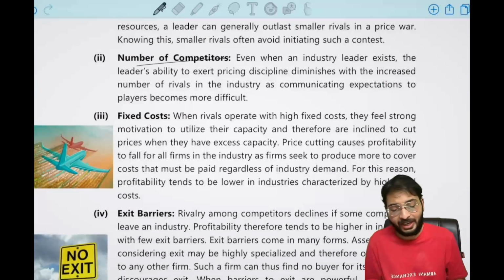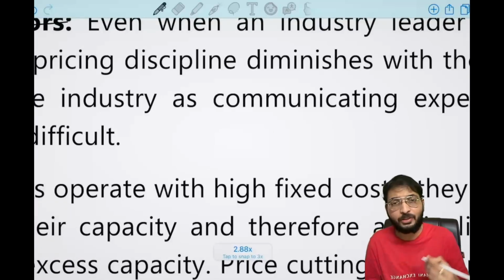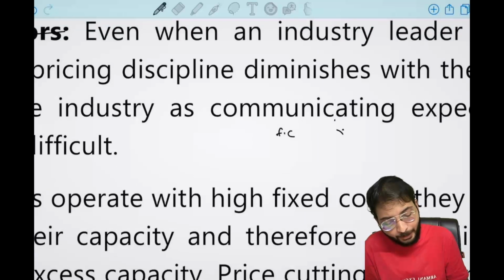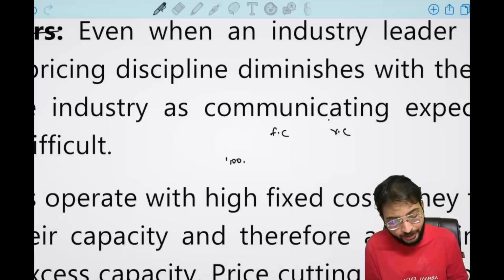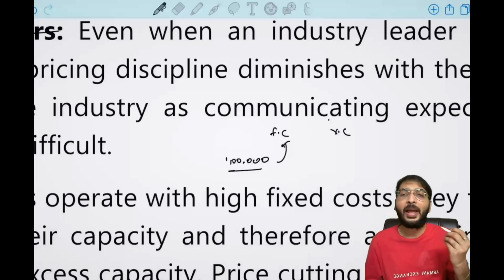Third one, when the rivals operate with a high fixed cost, what will happen? I think you know the basics of costing. There is a concept called fixed cost and variable cost. Now, if for 1 lakh units this entire fixed cost is getting absorbed, there is still a chance for you to produce 2 lakh more units.